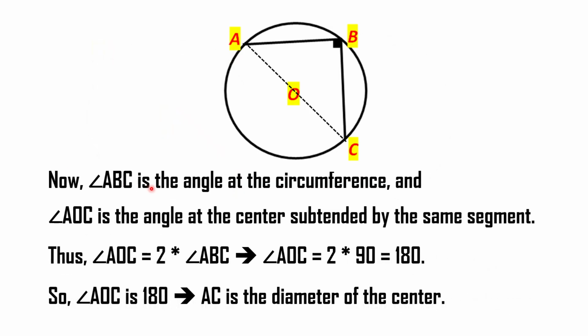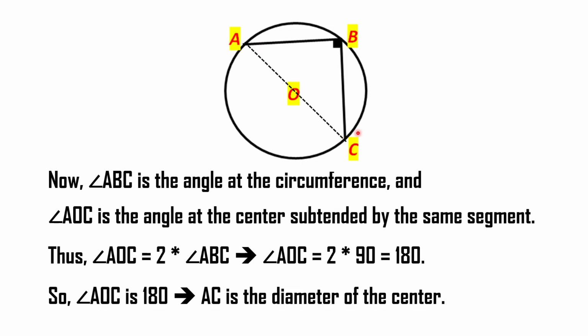Now we can see that ABC is the angle at the circumference and AOC is the angle at the center. So the angle at the center will be twice the angle at the circumference. The angle at the circumference is 90, so the angle at the center should be 2 into 90, or 180.